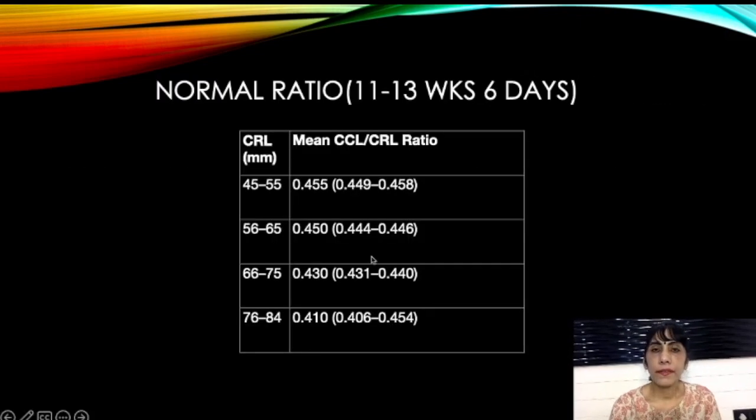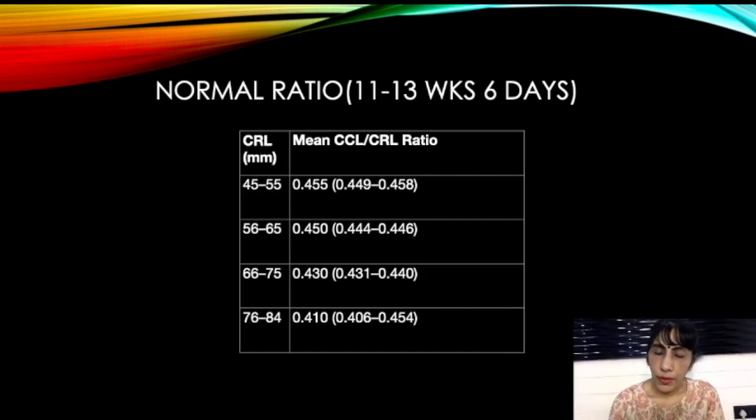This final study, covering 11 to 13 weeks, 6 days, took ranges of CRL to note the normal ratios. Between CRL 45 to 55 millimeter, the ratio was around 0.45. Between 56 to 65, again around 0.45, slightly more. Then between 66 to 75, 0.43, and 76 to 84, 0.41. So roughly till 45 to 65 it was almost 0.45, and after that it came to 0.43 and 0.41. We can make out that it decreases as the CRL increases. And this is the normal situation.